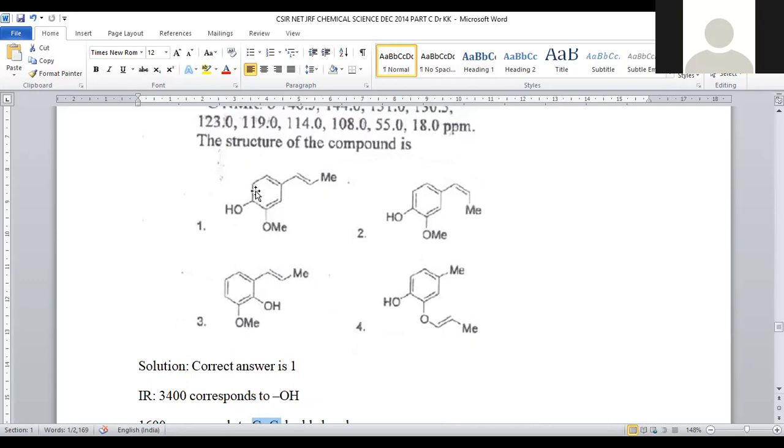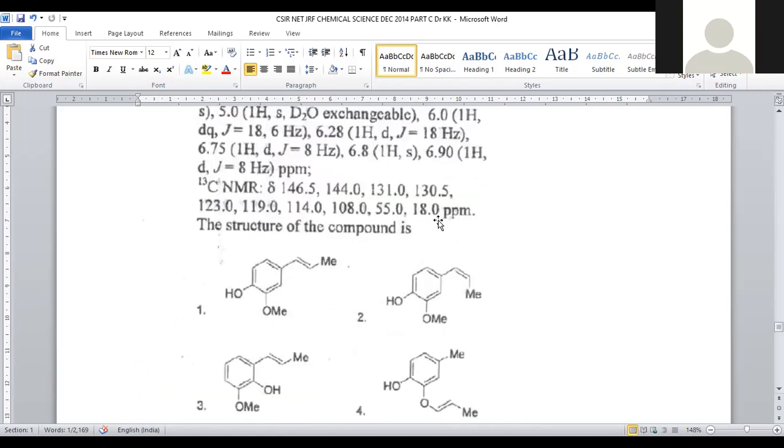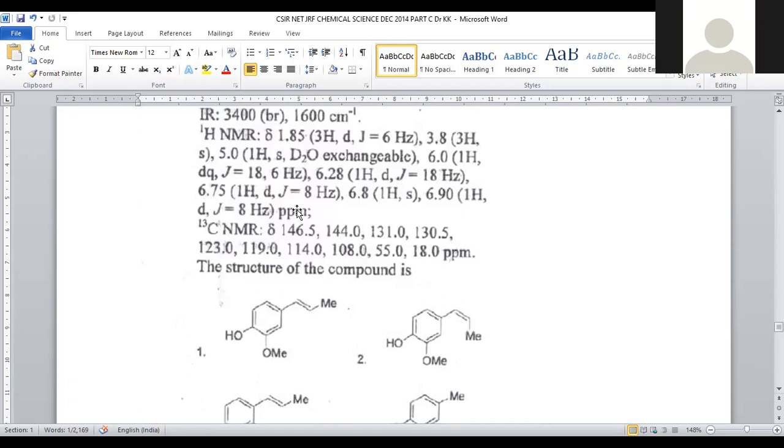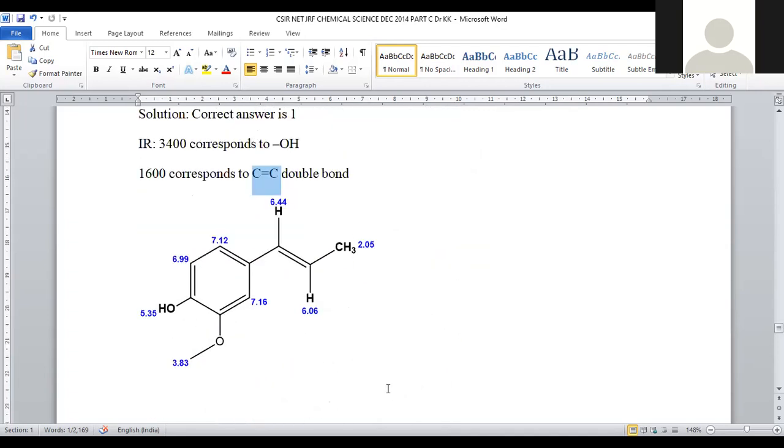Now let us see. In the first compound, 1, 2, 3 are different. This is a possible compound. In the second, 1, 2, 3, this is also possible. In the third compound, 1, 2, 3, this may be possible. This is also not sufficient for us. So let us move on to C13 data. Based on C13 only, it will be possible to predict the structure of the compound.